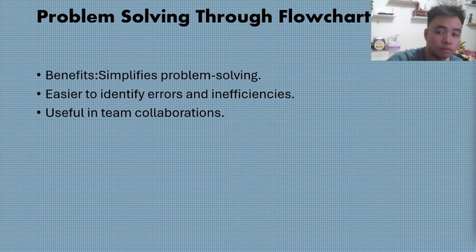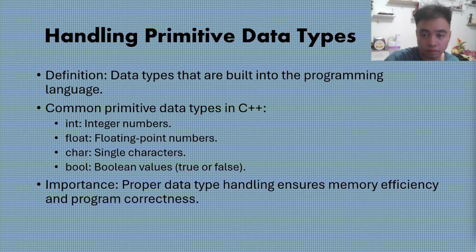As we move on, we learn to build more complex flowcharts by combining basic symbols to depict loops and conditions. This visual approach is invaluable. It simplifies problem solving, helps us spot errors, and facilitates team collaboration.